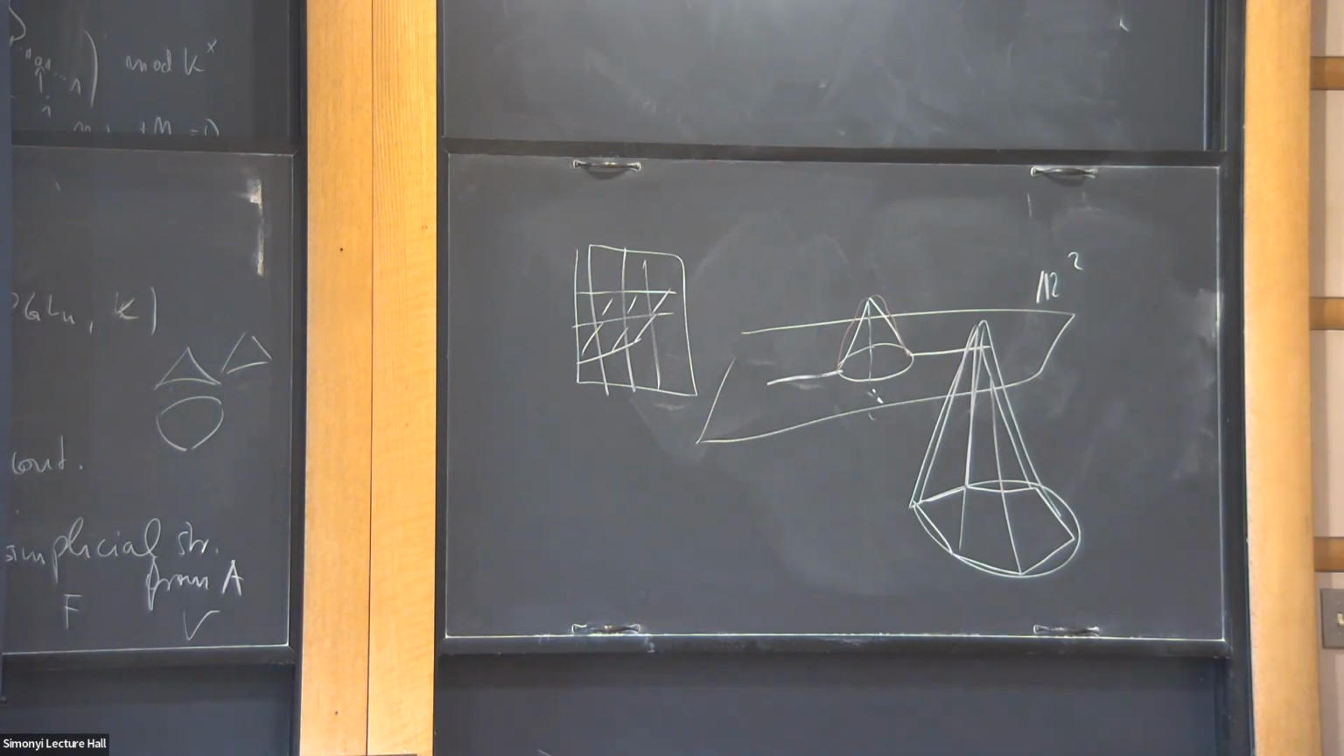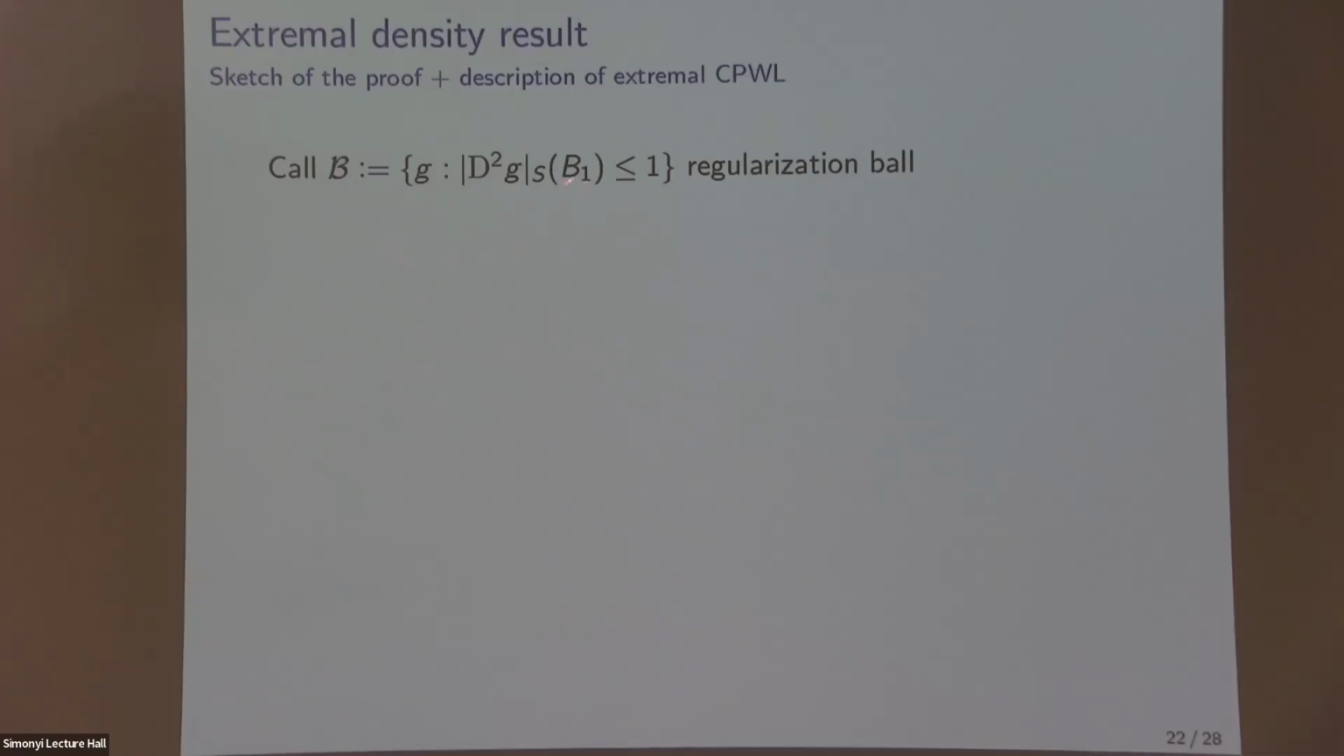Okay, I want to sketch the proof, and the reason why is because it's short given the density result. So this is simply convex analysis. So let me denote the regularization ball in this way. Now I think that you can believe that if you put the right topology, you're going to have a compact set, and this is due to the compactness of the Sobolev embeddings, of course, modulo affine functions. So you have a convex compact set, and it's a good framework to do convex analysis.